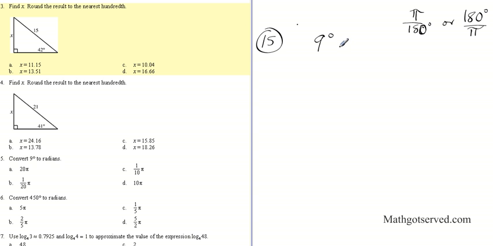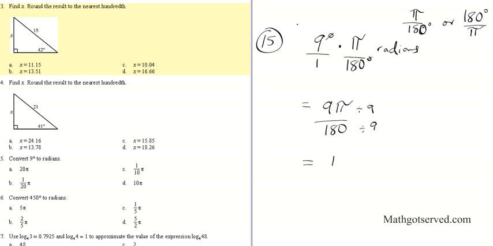Since this has a degree, I have to pick the option that has a degree on the bottom, right? So this one will work. So put this over 1 multiplied by pi over 180 degrees. Okay? And this is going to be radians. Now, the degrees cancel out like we desire. And this becomes 9 pi over 180. I can divide the numerator and the denominator by 9, right? So if I divide the numerator by 9, it becomes 1, which is pi, over 20 radians. Okay? So the answer to number 15 is B.